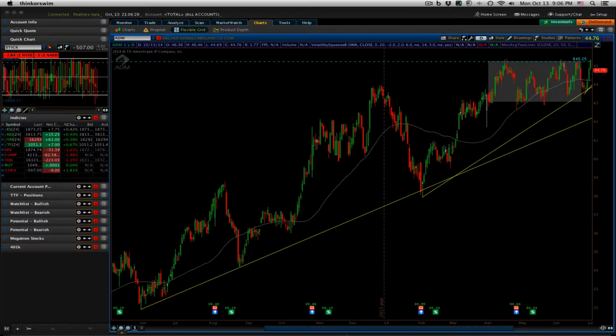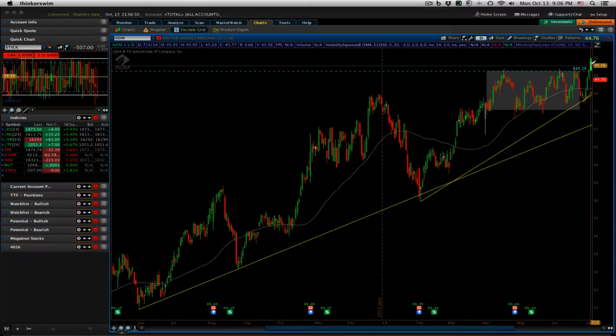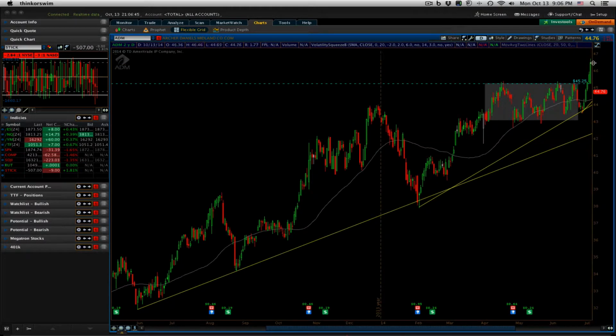We came back, we tested the trend line, and then sure enough, right here on July 3rd, we had a breakout over 45.25, and most importantly, it closed above 45.25. So that was our trigger bar. We entered the next day, which was July 7th, at the open. It happened that it gapped down, and the open was 45.26. So now we're in.